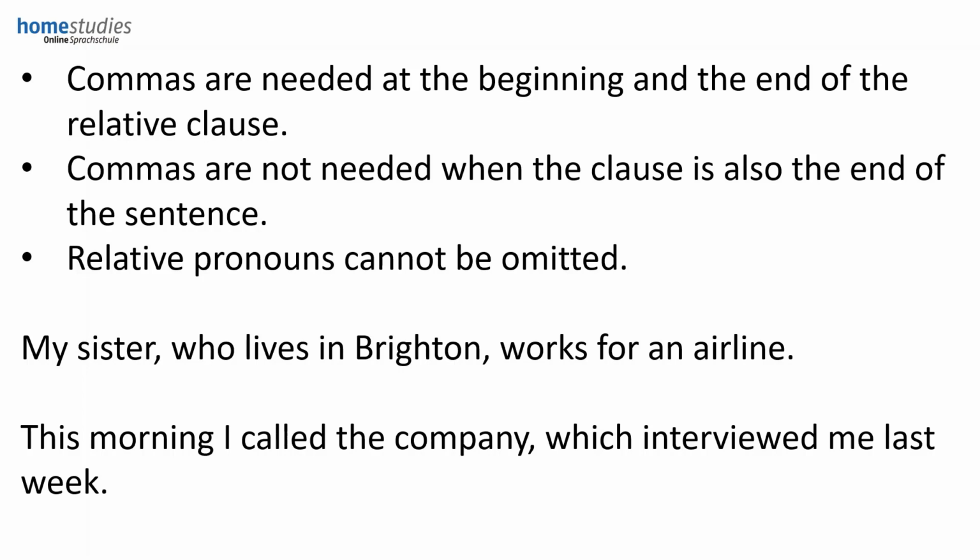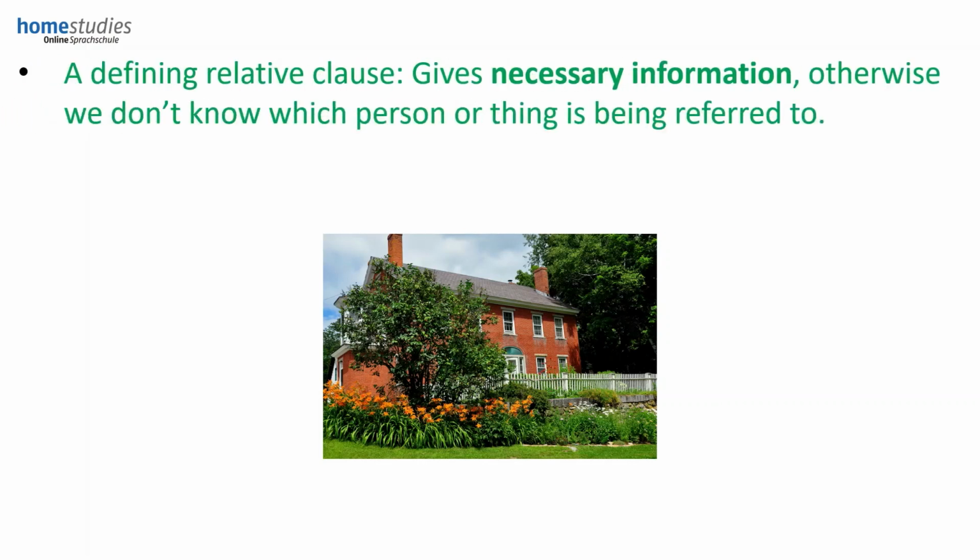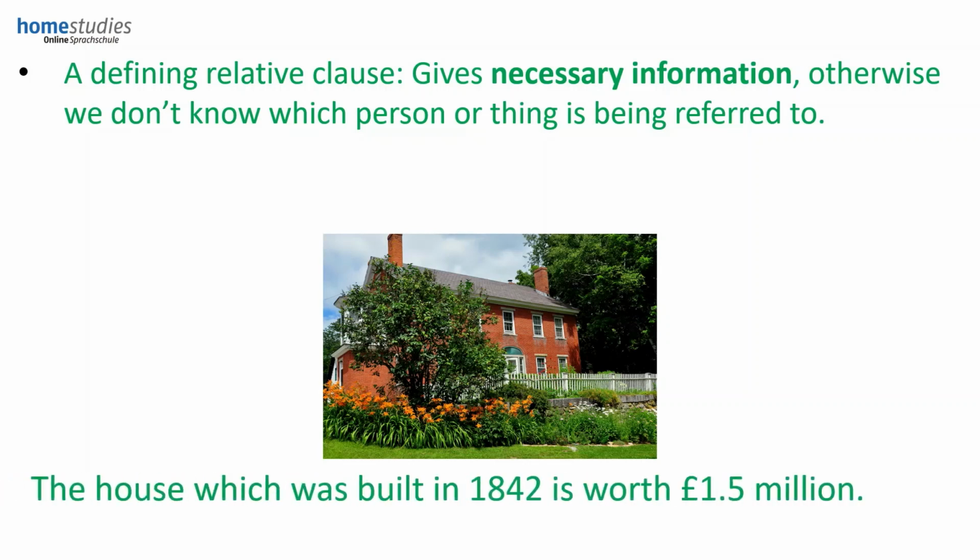So non-defining relative clauses have information which isn't essential for the meaning of the sentence. We can clearly identify who or what is being talked about without the information in the relative clause. Okay, let's compare the two types of relative clauses now together. So remember, a defining relative clause gives necessary information. Otherwise, we don't know which person or thing is being referred to. Look at the example. The house which was built in 1842 is worth £1.5 million.